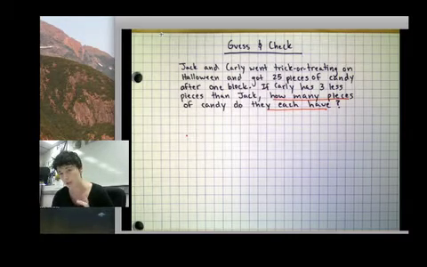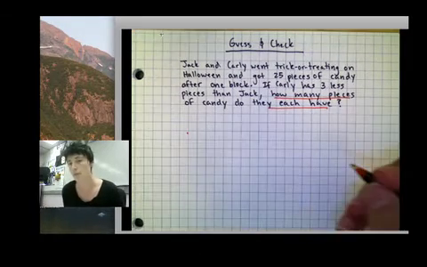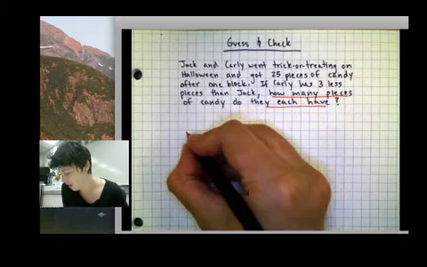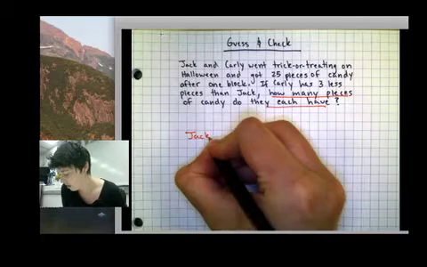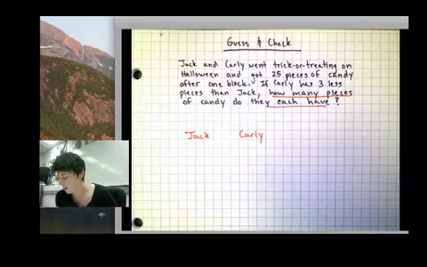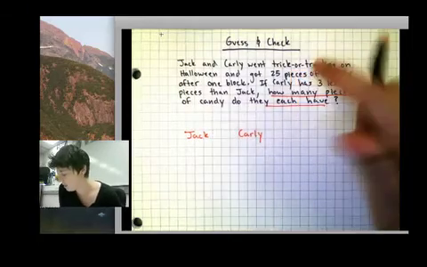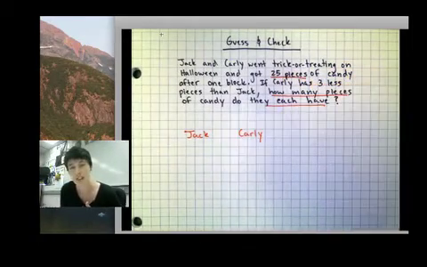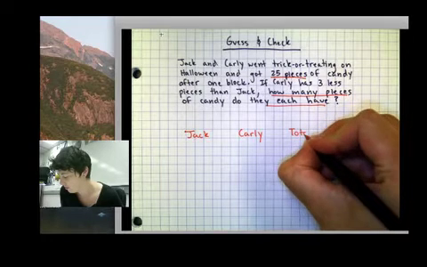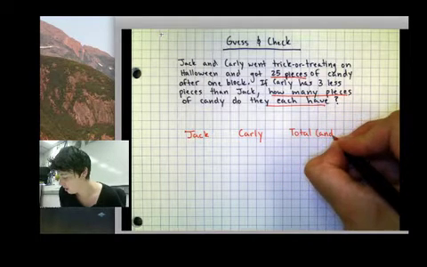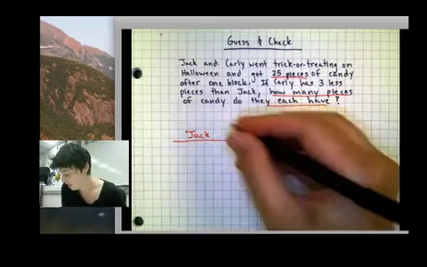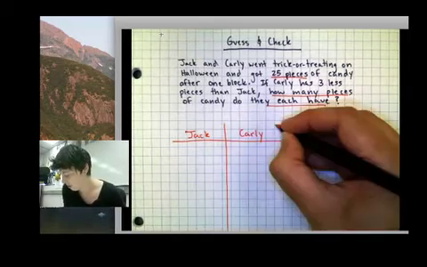We have two people, Jack and Carly. So the best way I'm thinking about doing this is building a table. I'm going to write Jack and then Carly. And what else do I know? I know they have 25 pieces of candy altogether. So that's their total. So I'm going to write total candy. And I'm going to make a table. So I'm going to draw a line under here and just split these down the middle like so.